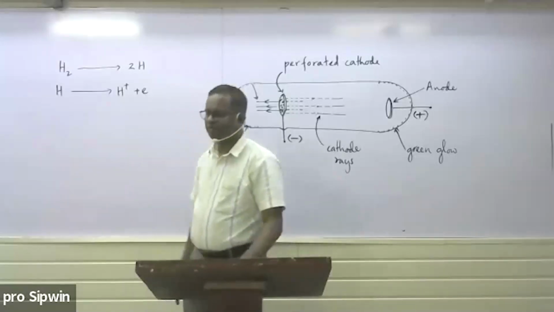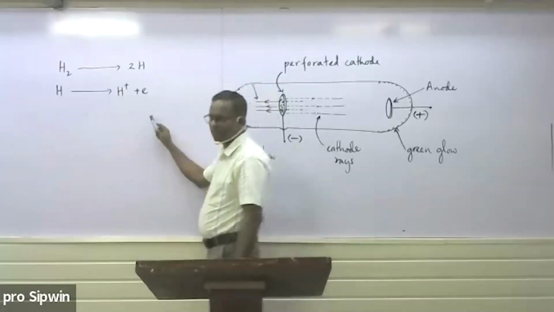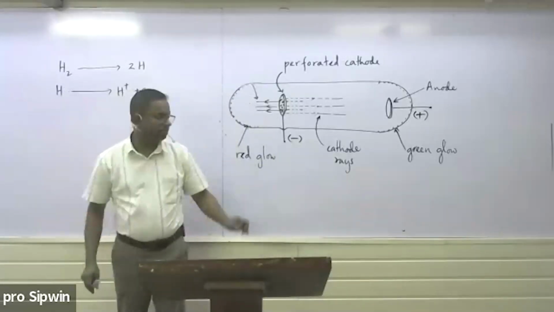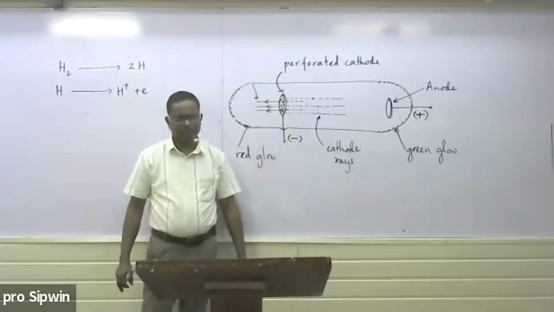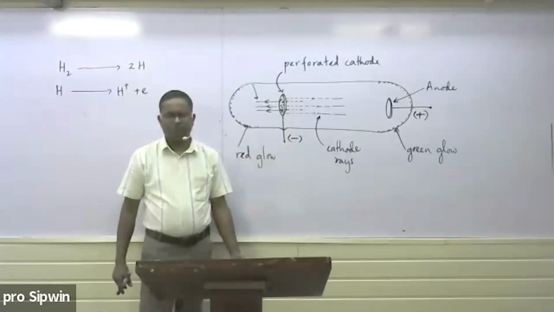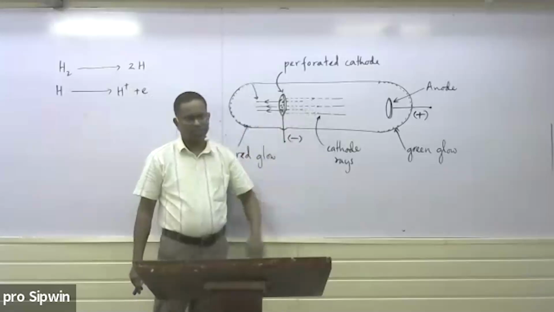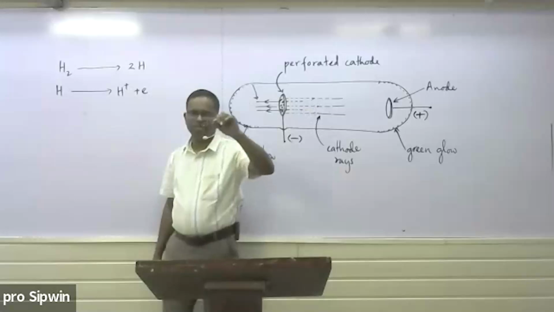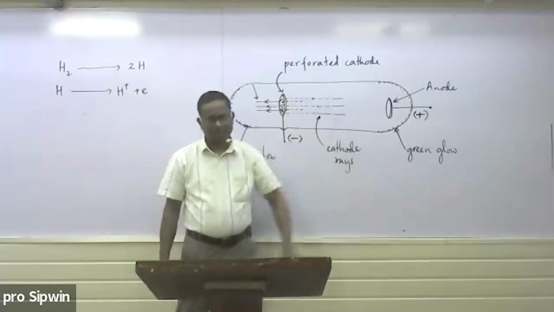Now if you use hydrogen as the gas, the H plus particle is the smallest particle here. So H plus particles come to this side. The positive ray particle is H plus when the residual gas is hydrogen.